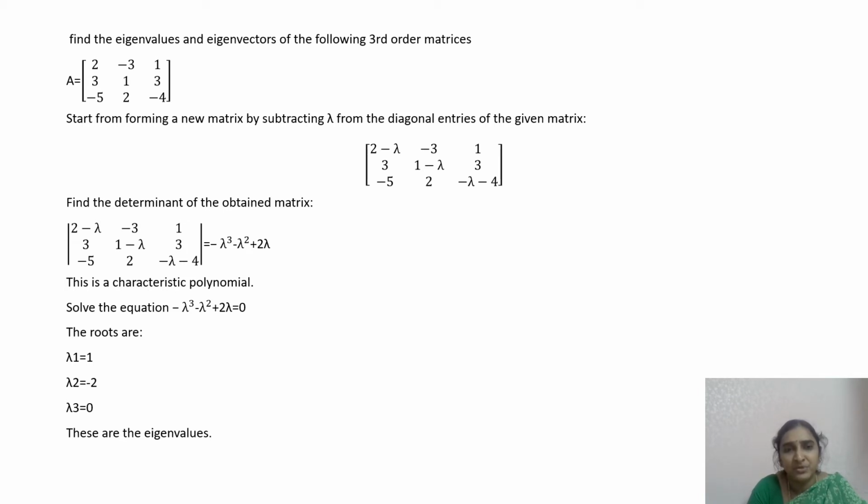Find the determinant of the obtained matrix. The determinant would be -lambda cube - lambda square + 2 lambda. This is the characteristic polynomial. Solve the equation -lambda cube - lambda square + 2 lambda = 0. The roots of this equation would be lambda 1 = 1, lambda 2 = -2 and lambda 3 = 0. So these are the eigenvalues.